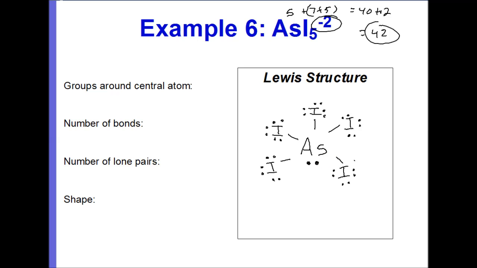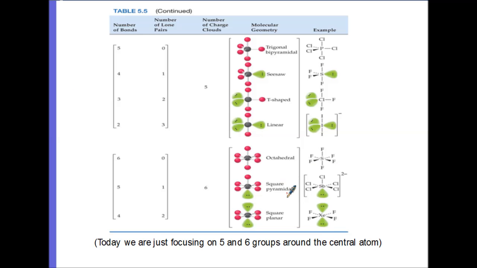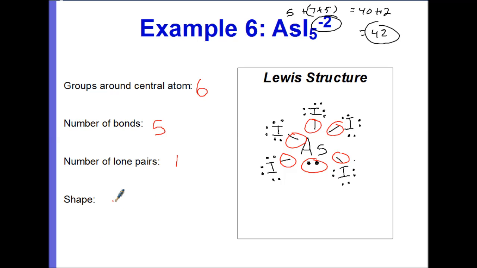Let's count how many groups we have. We have 1, 2, 3, 4, 5, 6. We have 6 groups. 5 of them are going to be bonding. 1 is going to be a lone pair. And let's take a look at what we have right here. So if we have 5 bonding, 1 lone pair, this is going to be square pyramidal. So that is our shape.